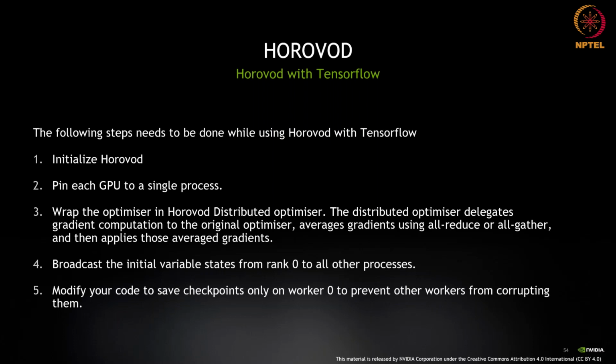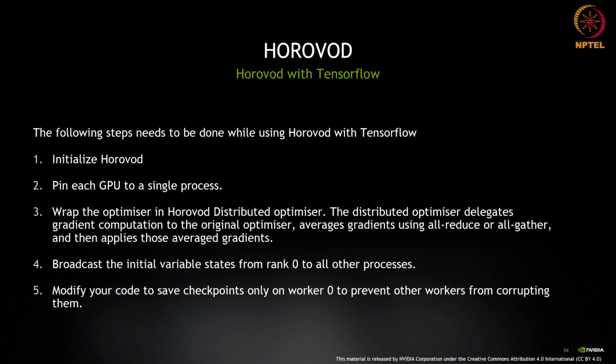So you're going to wrap the existing optimizer in the Horovod distributed optimizer, which will be responsible for delegating the gradient computation to the original optimizer. It does the gradient calculation with whichever original optimizer is there, but it takes the responsibility of averaging the gradients across multiple processes using MPI features like all reduce and all gather, which are very well known in the MPI community, and proven to work really well with different kinds of topologies using InfiniBand-like structures, and then applying those averaged gradients.